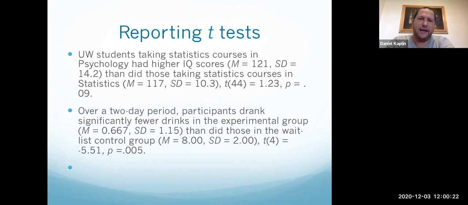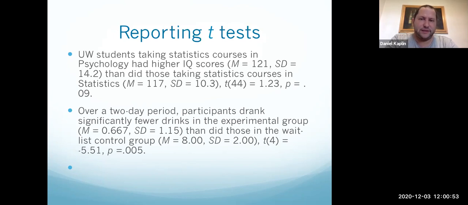equals 0.09. Now, what's interesting about this is 0.09. And we said that 0.09 technically is higher than the alpha of 0.05. So it would be, they had higher IQs, but for my class, I would say non-significant. I would write it differently.